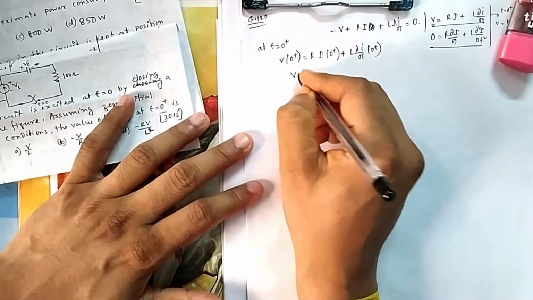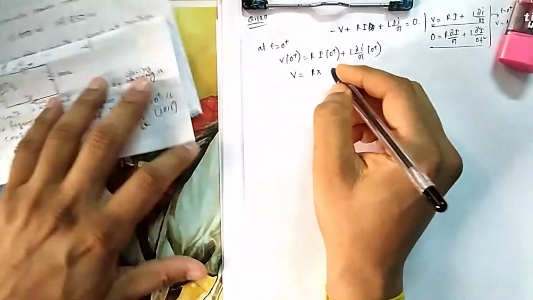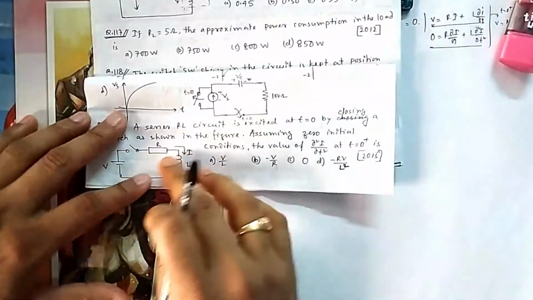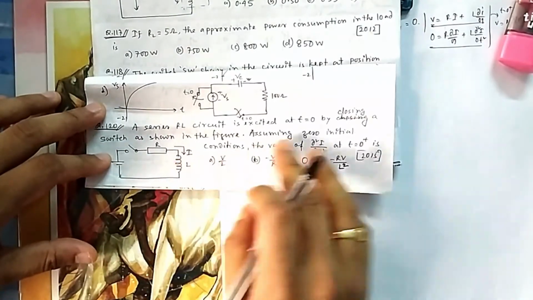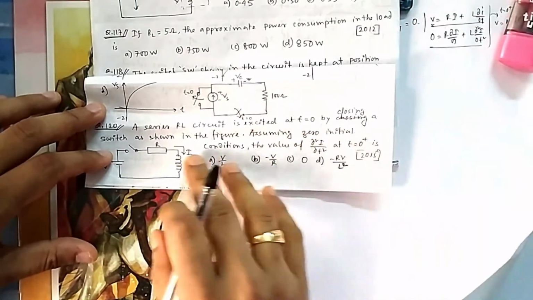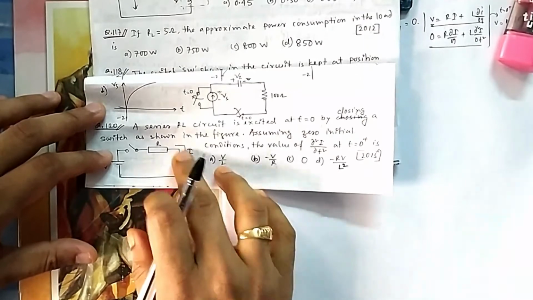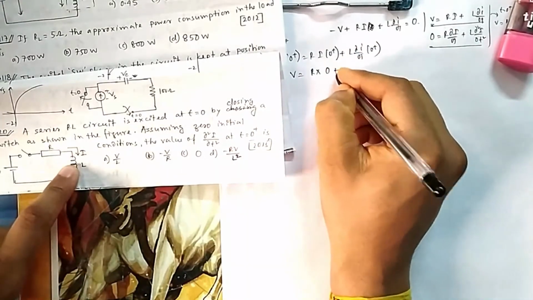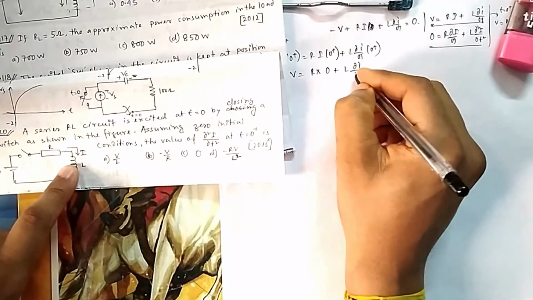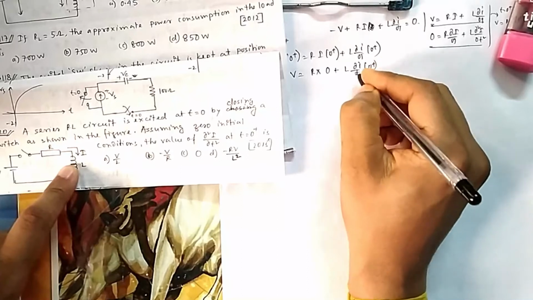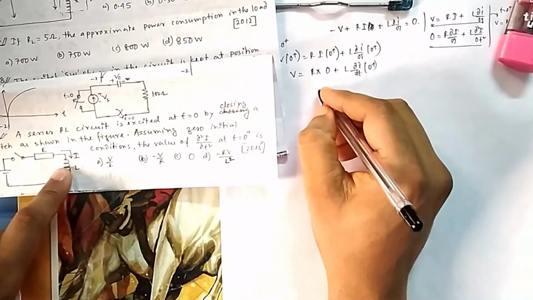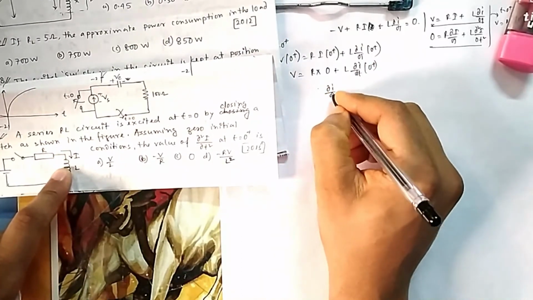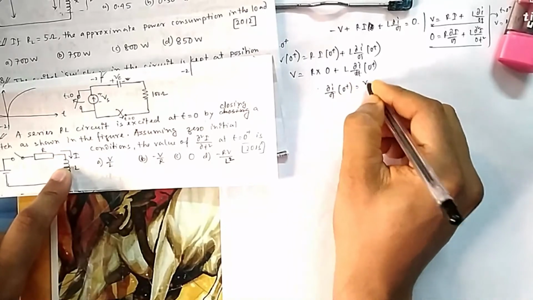So V at 0 plus is V. R i at 0 plus, what is the current? Assuming zero initial current, zero initial condition, for the inductor no current is flowing. So 0 minus is zero current, so 0 plus will be zero current, because the inductor will not allow the change. And L di by dt at 0 plus, this one we don't know. So you get di by dt at 0 plus is V by L.